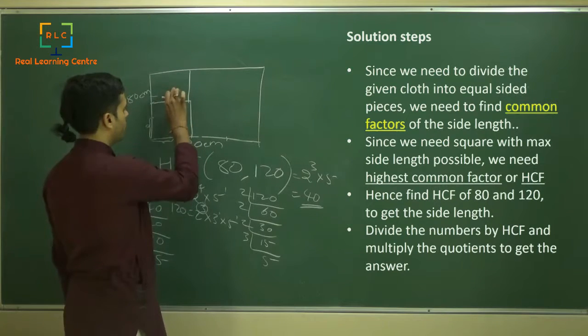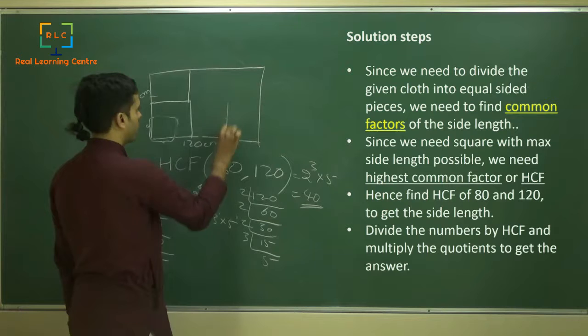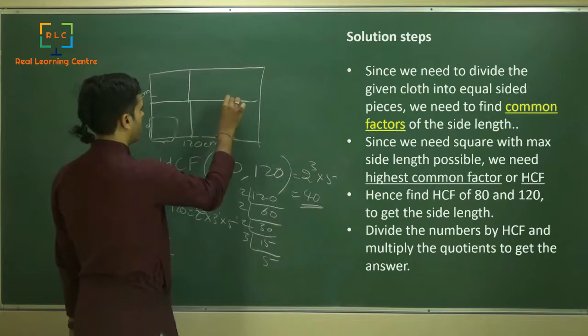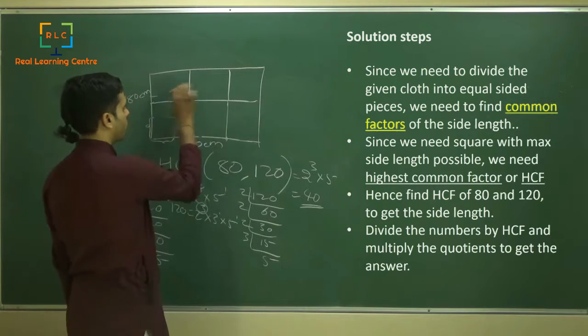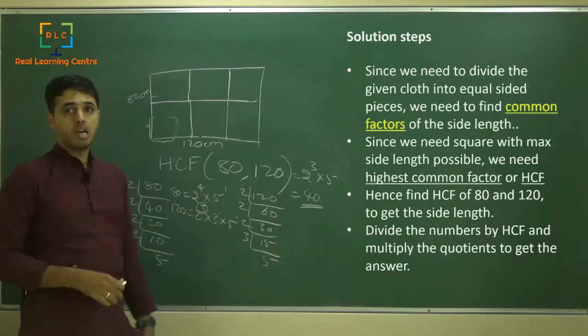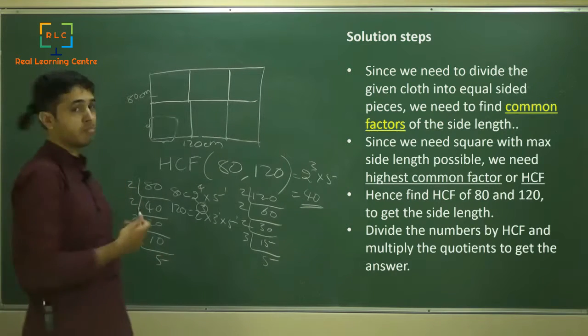Okay, 1, 2, like that. You consider here. So 1, 2, 3, 4, 5, 6. Total there are 6 handkerchiefs.